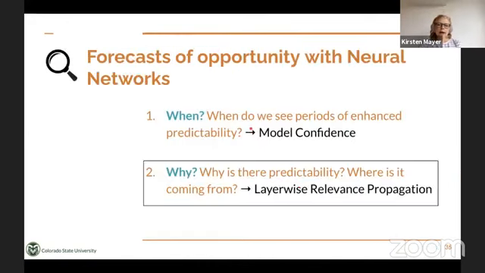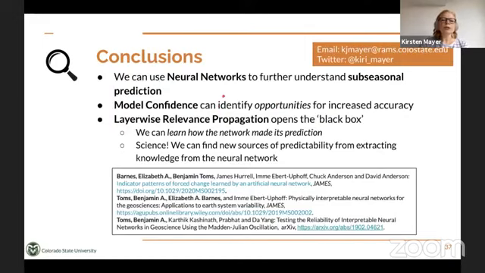So how we answered the question, why is there predictability? Where is it coming from? We can use layer-wise relevance propagation to do this, to look for these forecasts of opportunity. So we can use neural networks to further understand subseasonal prediction.